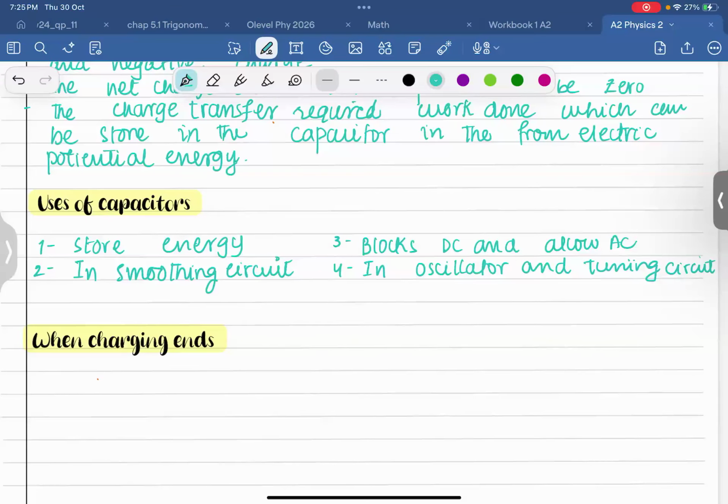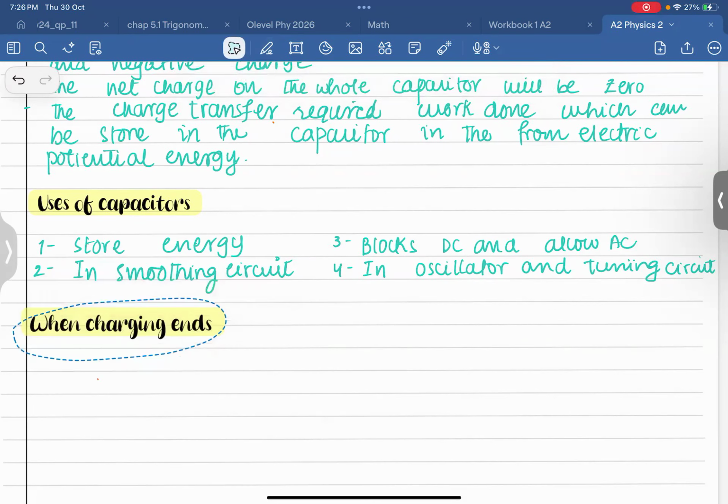So these are the four uses. I think the fourth point is basically two points. If you write oscillator circuit and tuning circuit, okay, tuning circuit will get 2 marks, because they are two different points. So that's another uses concept. It is also a repeated question.